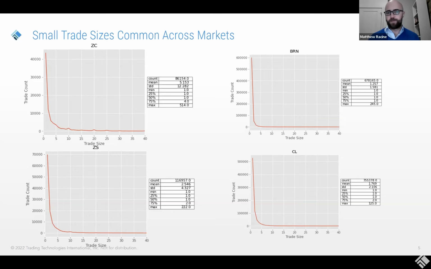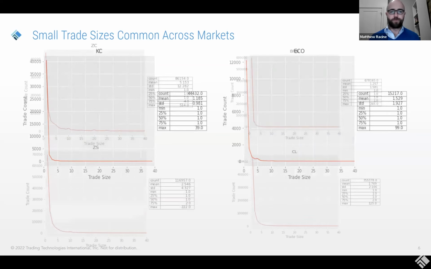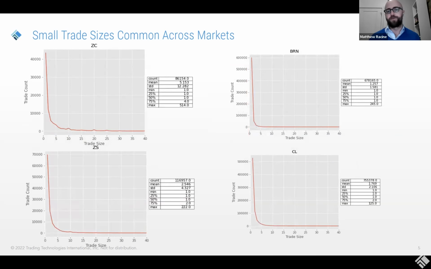So looking at just a sampling of these markets, corn and soybeans tend to have a larger average size here because those are pro rata markets. Brent crude, coffee, and Matif rapeseed, you're looking more at FIFO markets. You can see that the average trade sizes are typically going to be closer to one, with a standard deviation around that size, just indicating that distribution is really heavily skewed.